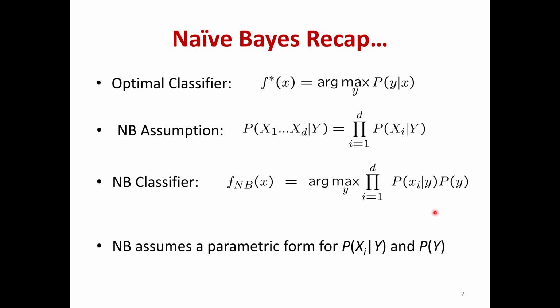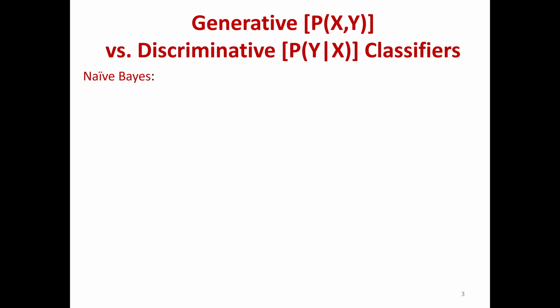As we also discussed, the naive Bayes classifier assumes that there's a simple parametric form of P(x|y) and P(y) distributions, and these parameters can be found with maximum likelihood or maximum a posteriori estimation. So to summarize, naive Bayes classifiers assume some kind of form for the joint distribution of input x and output y.